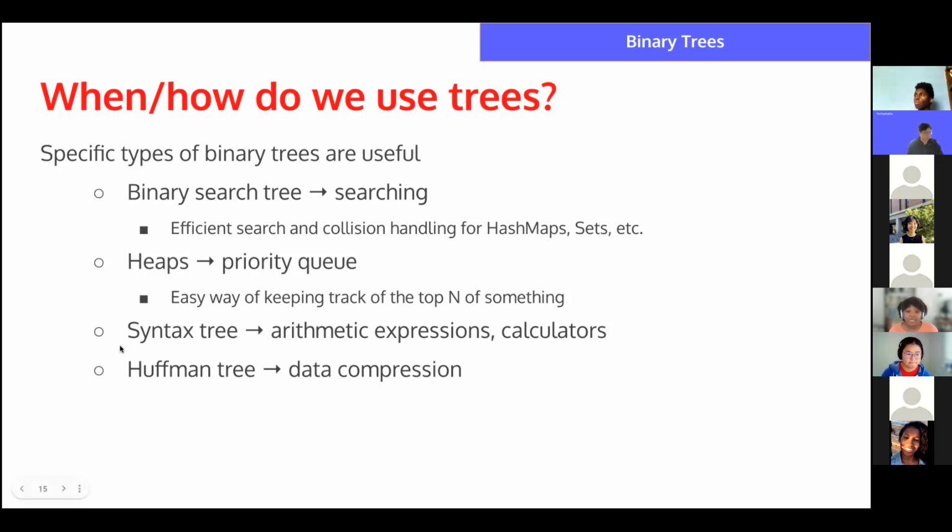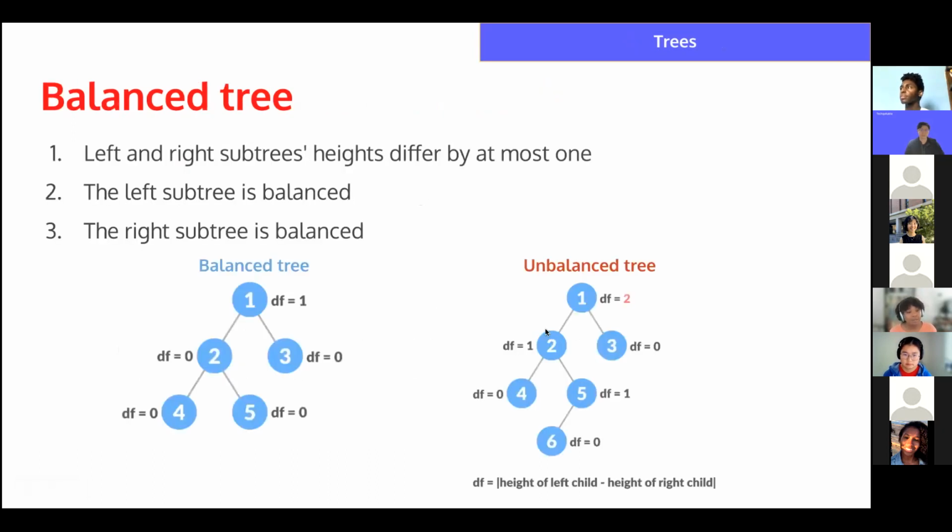You can represent arithmetic operations as a syntax tree, where every operation is a node in the tree and we're traversing and doing 1 + 1 or 2 - 3. Some calculator implementations are represented as syntax trees. And then a Huffman tree is used for data compression. Alrighty, so keep going.